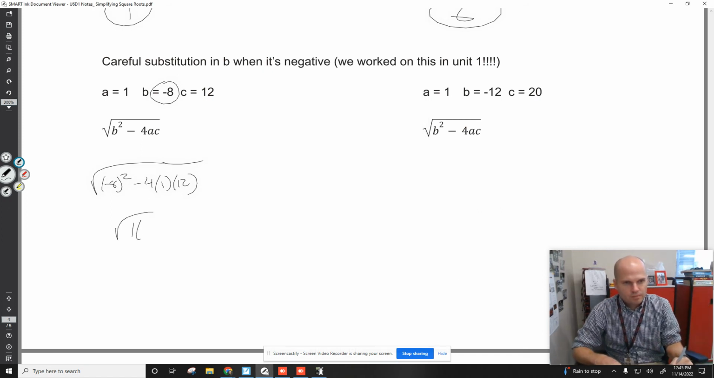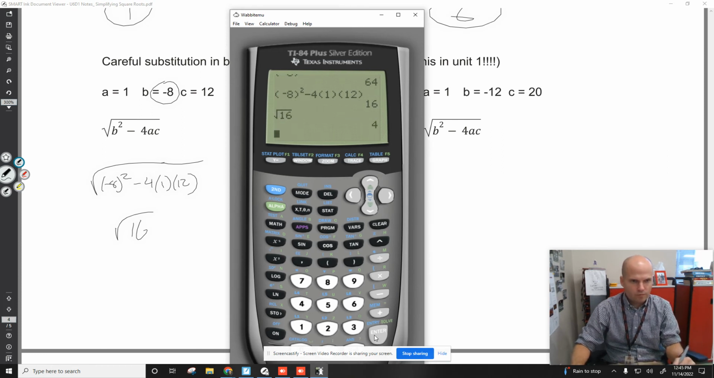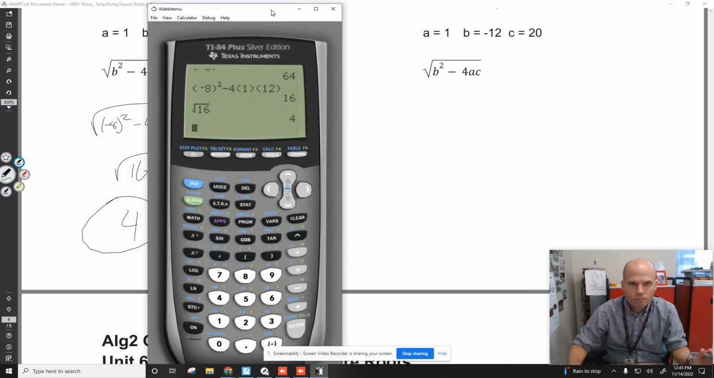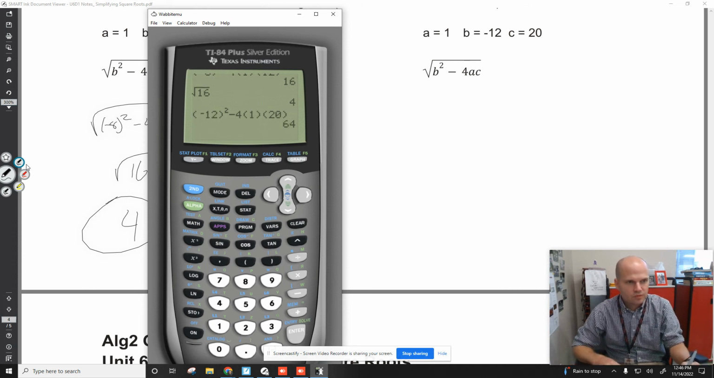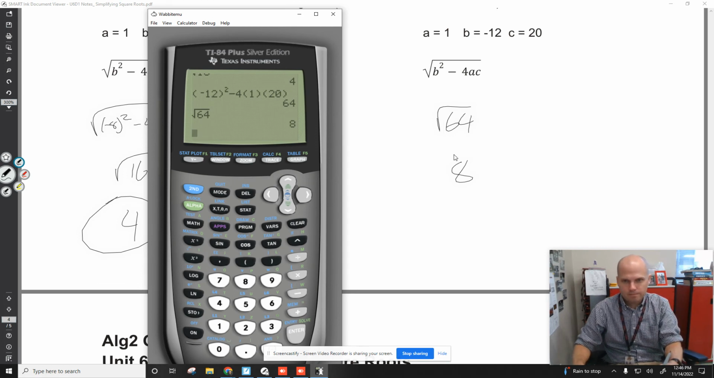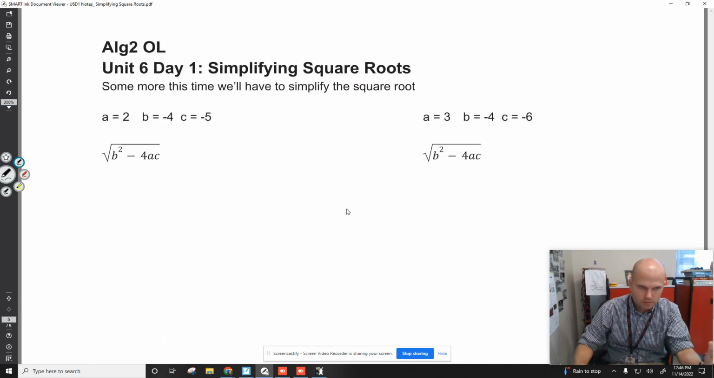Get the square root of 16. Can you take the square root of 16? Yes. You get 4. Okay. B is negative, squared, minus 4 times A times C. 64. The square root of 64 you can find. Okay. We will have situations where it's not going to be perfect numbers. These last 4 are like that.